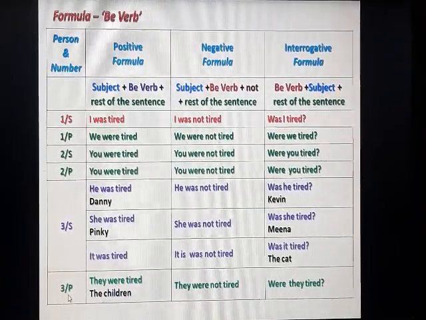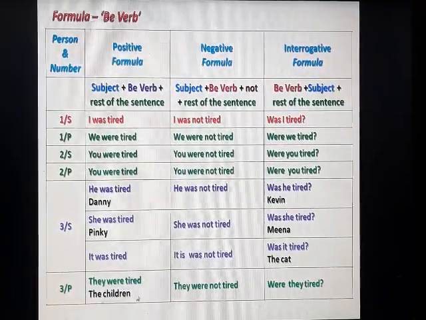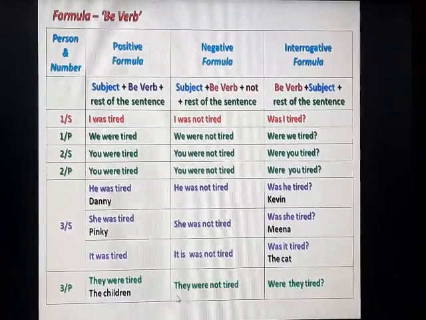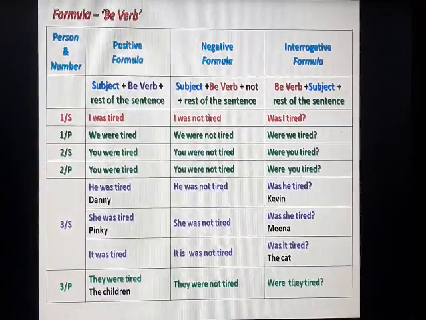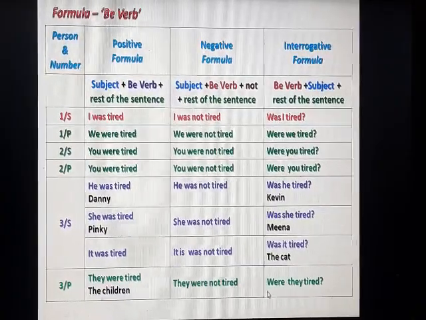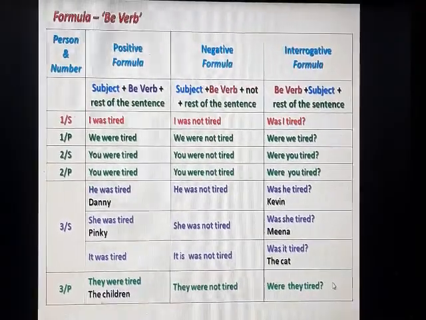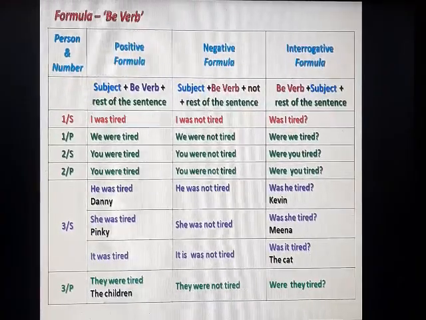In the third person plural, they were tired in the positive, or we can say the children were tired. They were not tired in the negative. We can say the children were not tired. In the interrogative, were they tired? Or we can say, were the children tired? I think you have understood the be verb format, children. I shall see you in the next session.